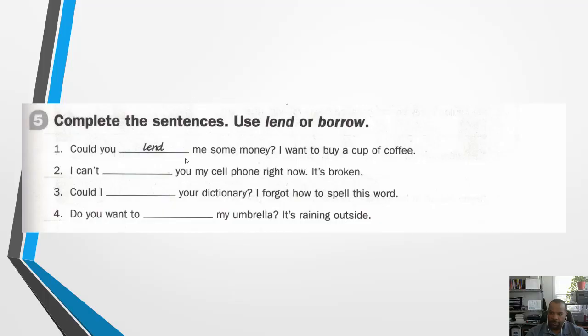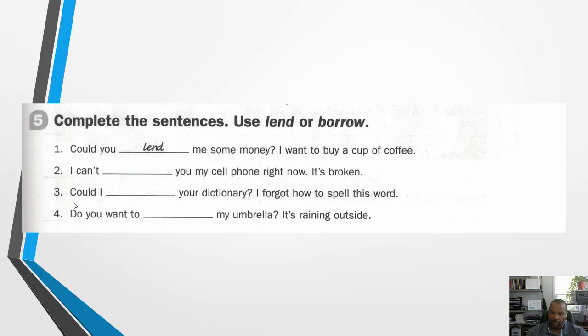Okay, so hopefully you had some time to complete 2 through 4. Let's go through them together and see what we got. We're using lend and borrow, and it looks like we're going to be using them in the present tense. Number 2, I can't or cannot blank you my cell phone right now, it's broken. So I can't lend you my cell phone right now, it's broken.